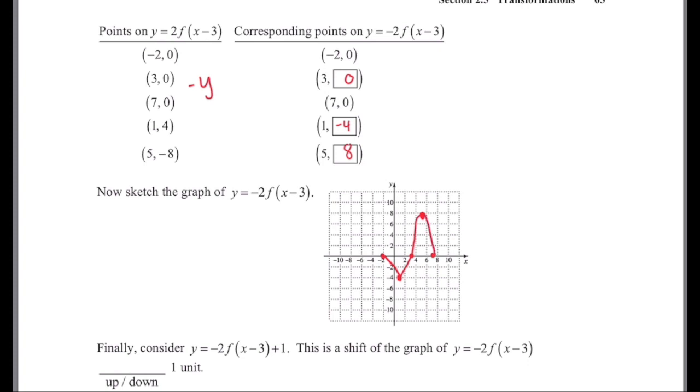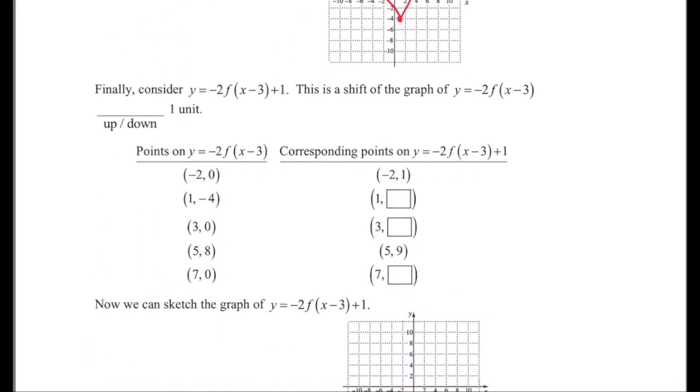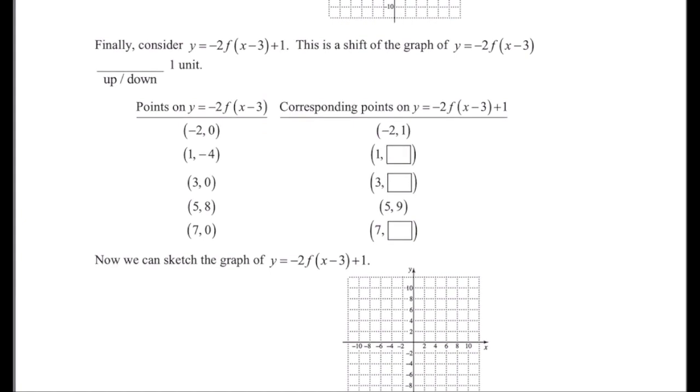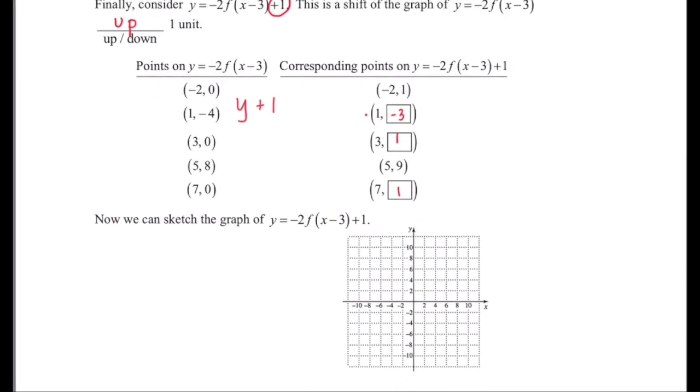The last thing we need to tackle is shifting up 1 unit. And then we've put it all together step by step. The positive 1 tells us that we're moving up 1 unit. If we're moving up 1 unit, that's affecting our y coordinate. So we need to take our y value and add 1 to it, giving us negative 2, 1; 1, negative 3; 3, 1; 5, 9; and 7, 1. And then we'll see what this will look like.